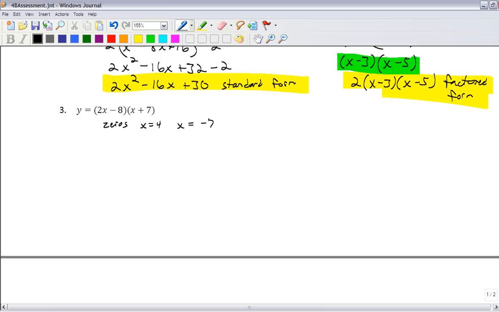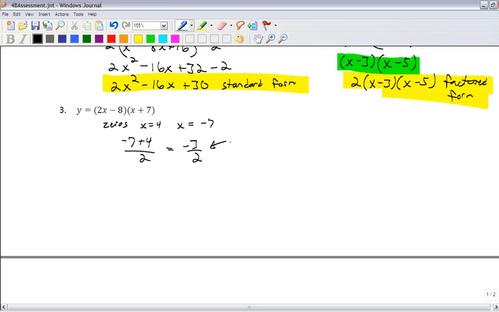Halfway between those zeros will be the x-coordinate of the line of symmetry. Any parabola, if it crosses the x-axis, halfway between the zeros will be the x-coordinate of the vertex. Well, halfway between negative 7 and 4, you go negative 7 plus 4 divided by 2. That's negative 3 halves. So you have the x of the vertex.